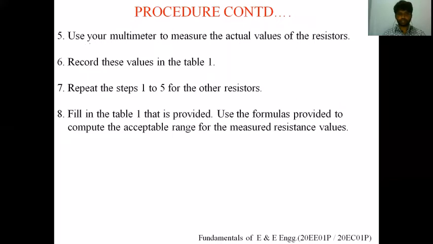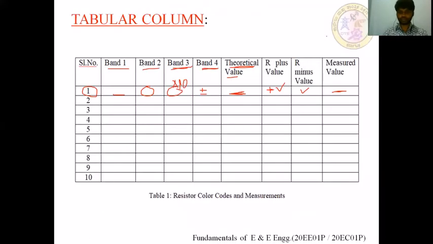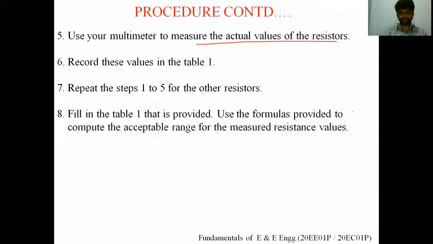Step 5: use your multimeter to measure the actual value of the resistor. Okay. Once you connect your multimeter to the resistor, it shows the resistance value. You just note down that value in table 1 right here. We have to note down the value which is coming from the digital multimeter. Then record this value in table 1.